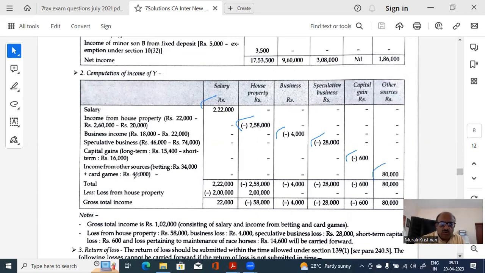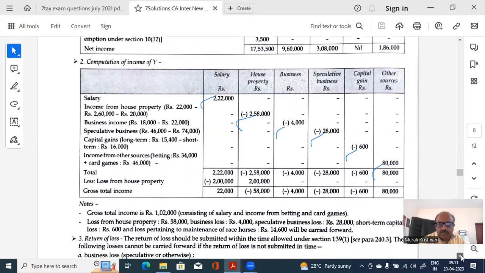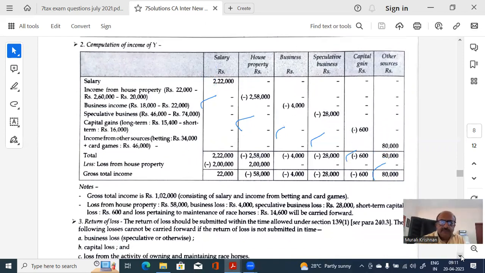So this is betting, because if you look at it, only these two have been added. The one relating to horse races has been kept separately. You cannot touch that. That is given as a note. We'll see that.